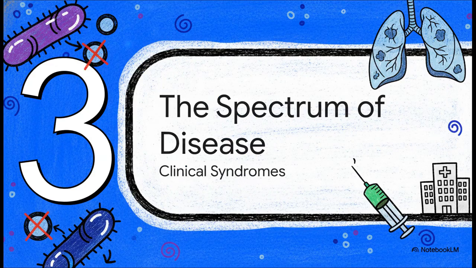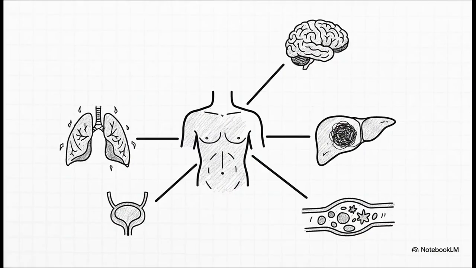Okay, so we've got our organism ID'd. Now let's connect those lab results back to the real world, back to the patient. What kind of damage can Klebsiella pneumoniae actually do? This bug is incredibly versatile in the worst possible way. It causes that classic severe necrotizing pneumonia with the currant jelly sputum we all learned about.